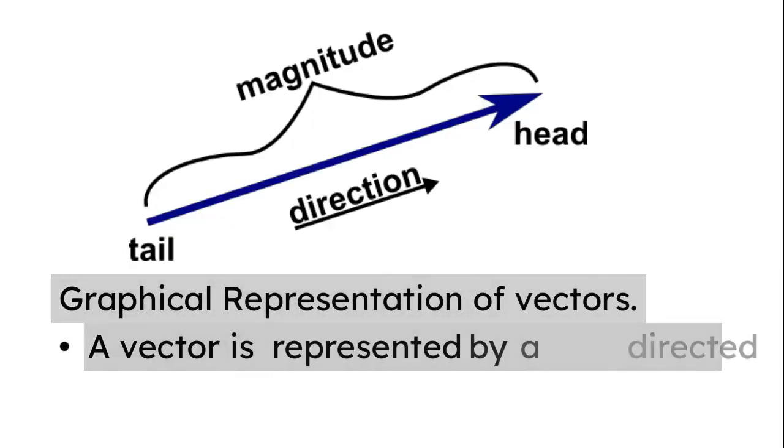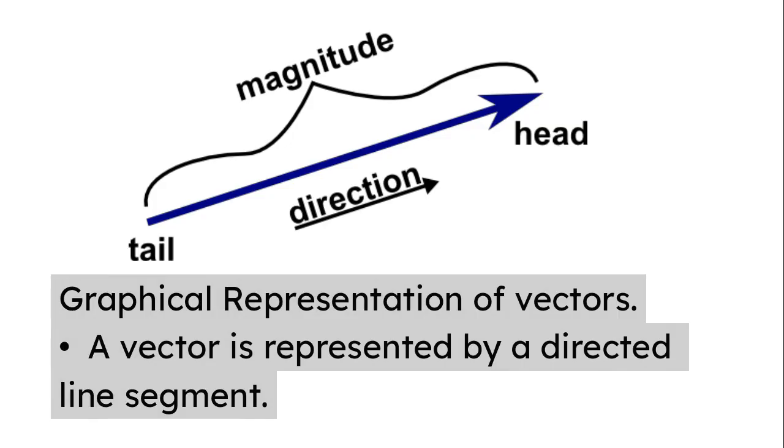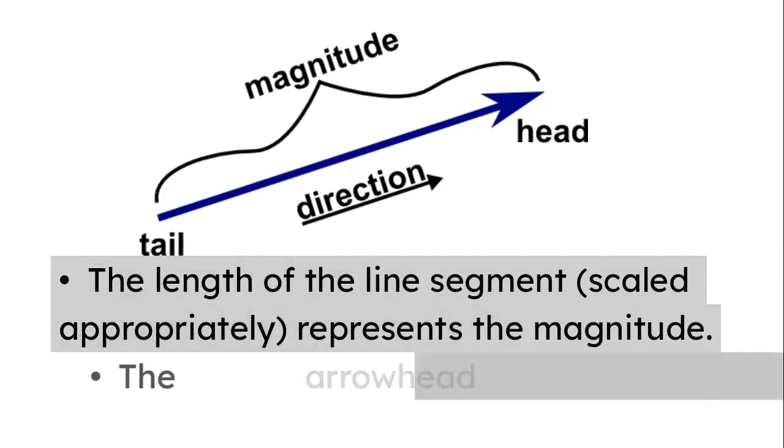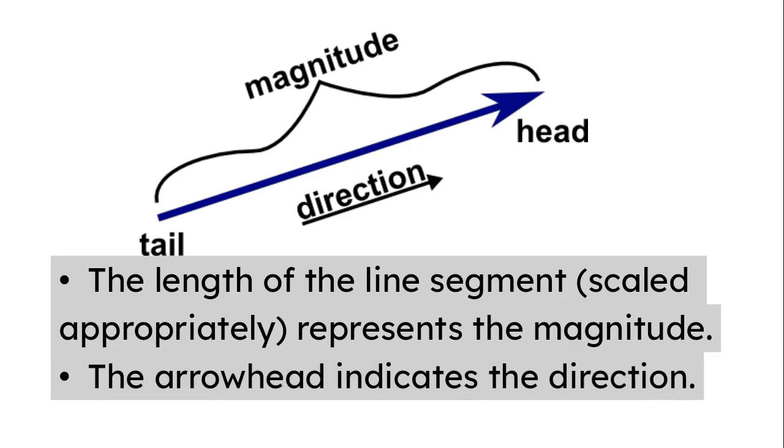Graphical representation of vectors. A vector is represented by a directed line segment. The length of the line segment, scaled appropriately, represents the magnitude. The arrowhead indicates the direction.